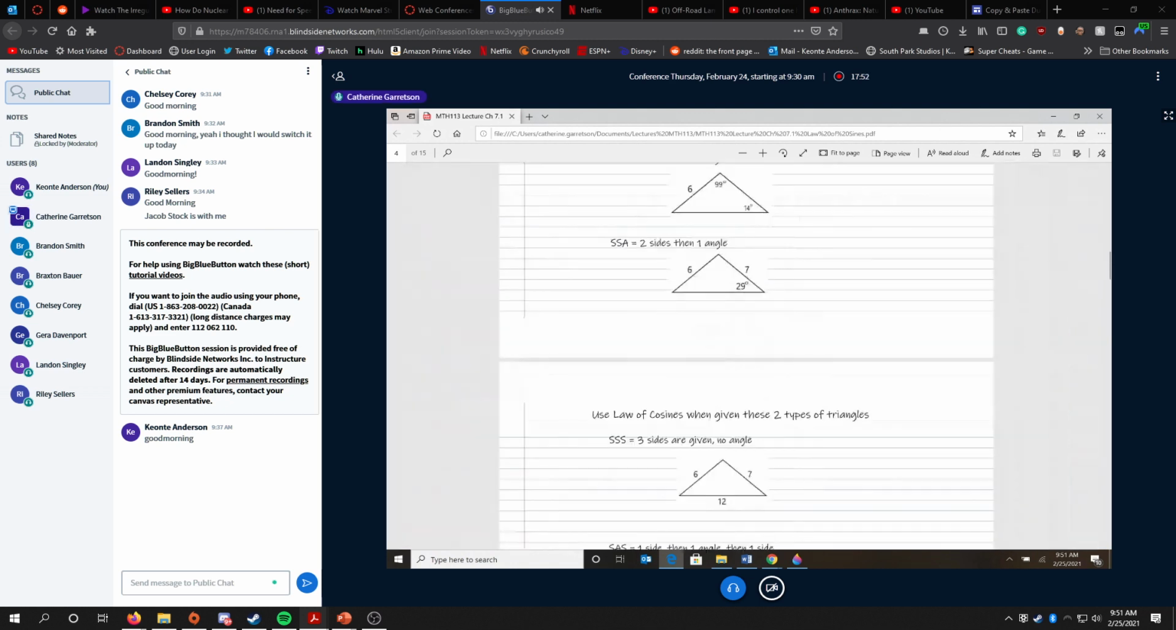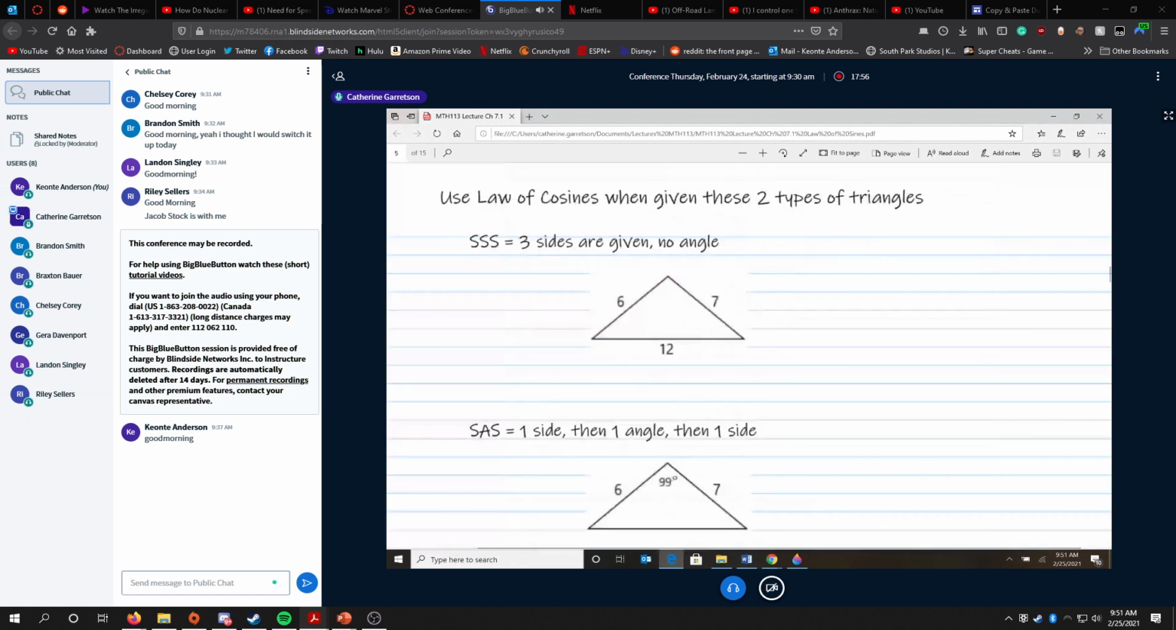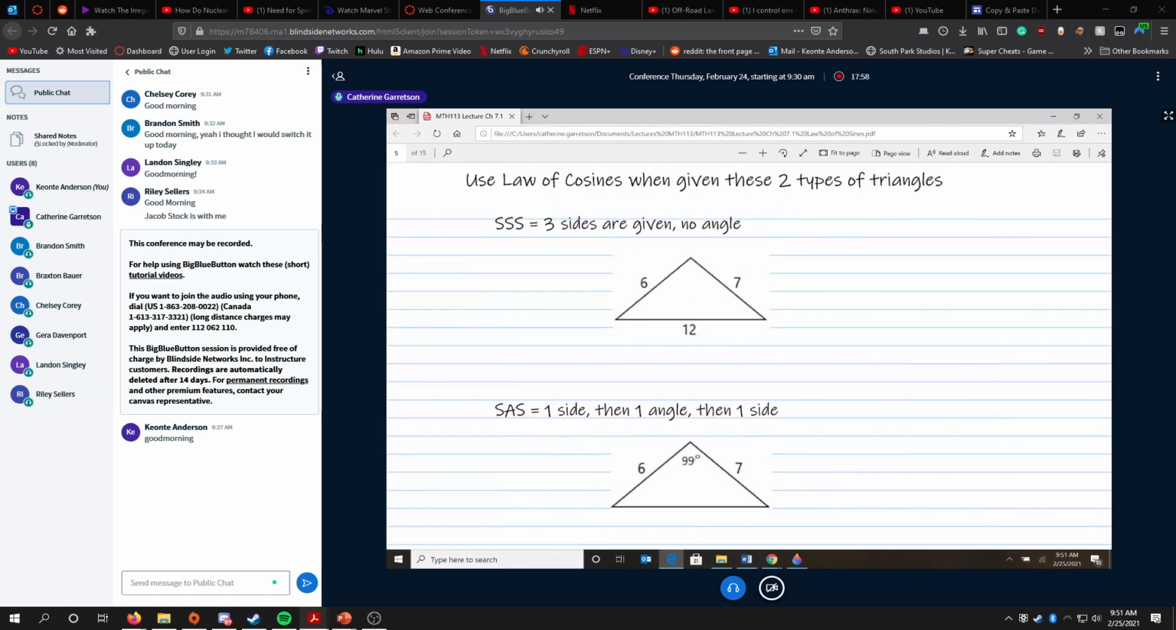Okay, so now going to law of cosines. When do I use it? We use law of cosines for these 2 types. So side side side, where you're not given any angles, just the sides, automatically, you know that's law of cosines. And then lastly, where I have 2 sides and an angle, but the angle is in between the 2 sides, so it's side angle side, automatically, you know that's law of cosines.